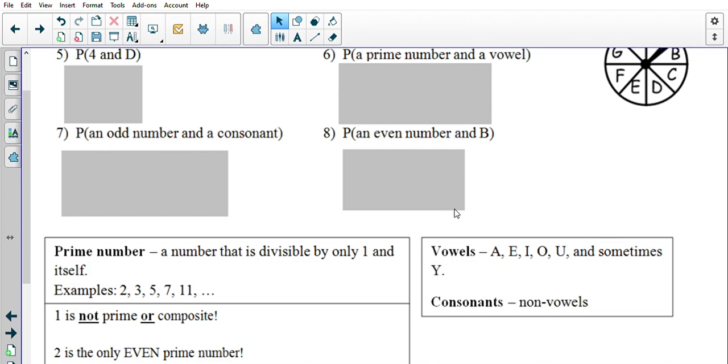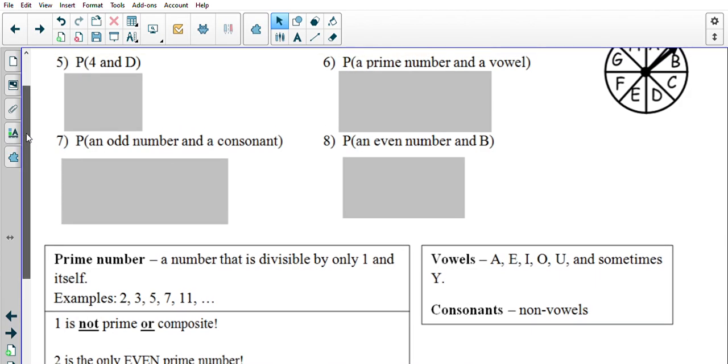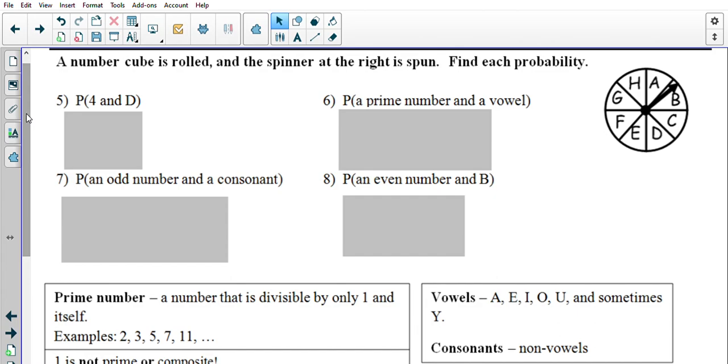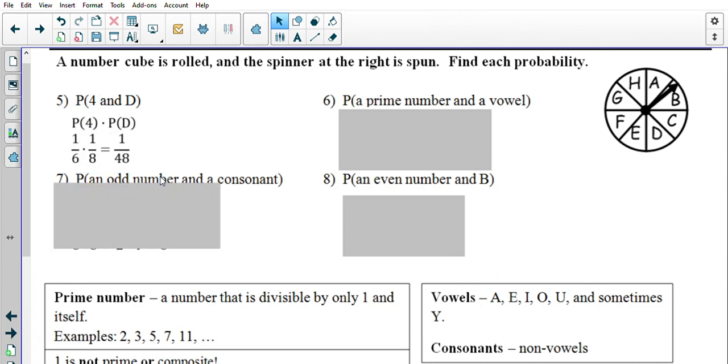We also talk about vowels and consonants. Remember vowels, A, E, I, O, U, and sometimes Y. Don't worry, I didn't include Y so that we wouldn't have to decide whether it's a vowel or not. And consonants are your non-vowels. So number 5, when I say P of 4 and D, it means what's the probability that I roll a 4 on the cube and spin a D on the spinner that's at the right. So find the probability of each event and then multiply them. So when we talk about probability of the cube landing on 4, that will be 1 out of 6.